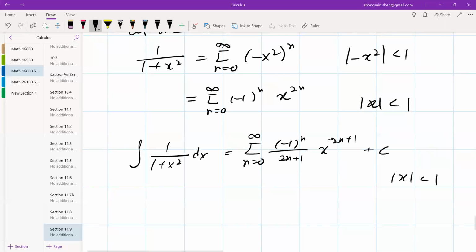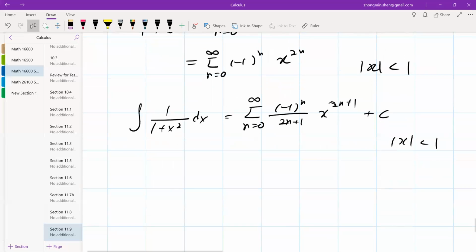What is the integral of 1 over 1 plus x squared? Arctangent x. So you will get the power series representation for arctangent x. That's cool, right? And the c must be 0. Yeah, you can check that. C must be 0, because arctangent of 0 is 0, and on the other side, all the terms will be 0 when you plug in 0 for x.